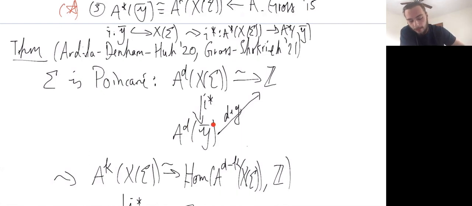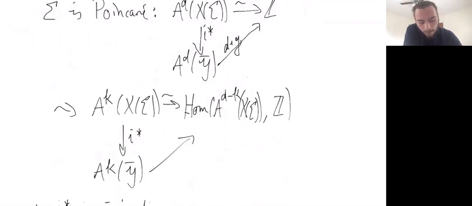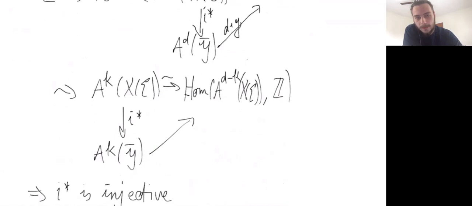So then I can look at this composition here, and the statement that sigma is Poincare says that this composition gives me an isomorphism of AD of x sigma with z, and if I do the same sort of composition for all k, then I'm going to get this commutative diagram here, where this top arrow is an isomorphism, and this implies, since this is an isomorphism, that this pullback map is injective.